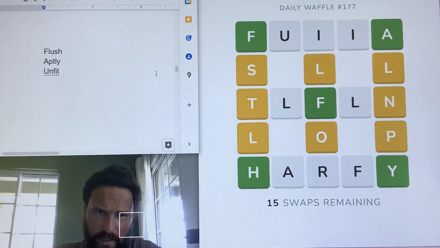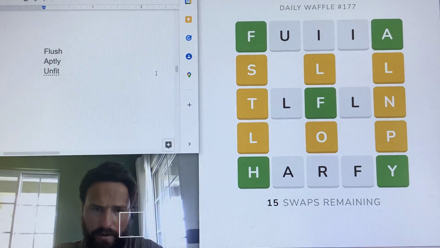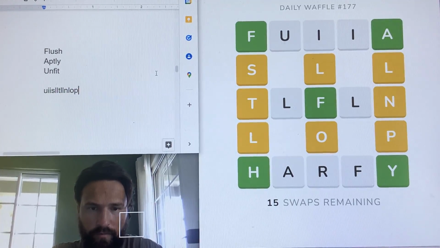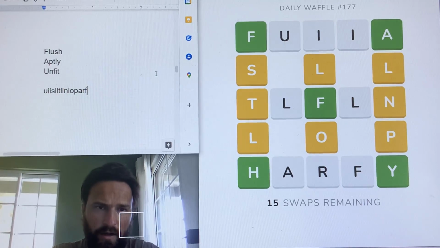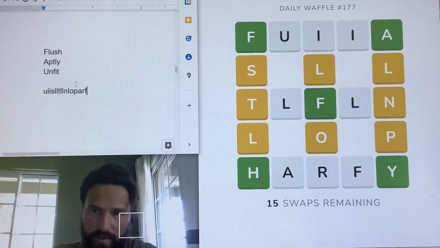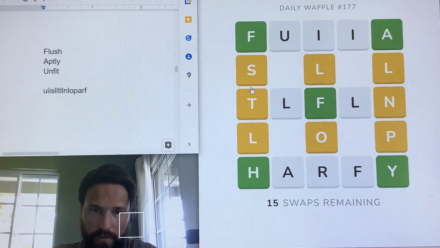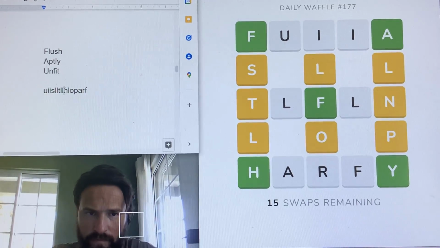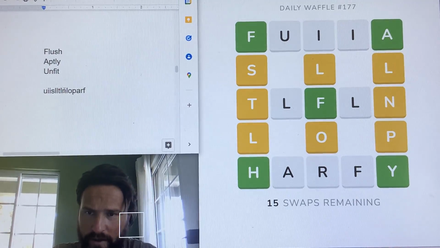So we used an I and a U. Okay, I don't know, I'm just gonna write stuff down. All right, U-I-I, S-L-L, T-L-L-N, L-O-P-R-A-R-F are all of the letters that aren't green yet in the puzzle. So I'm pretty confident in these three words, so I'm gonna remove the letters that we used in these 3 words. So flush, we would have used an L, a U, and an S. Wow, there are a lot of L's in this puzzle. L, U, S. I think I see 4 of them actually.